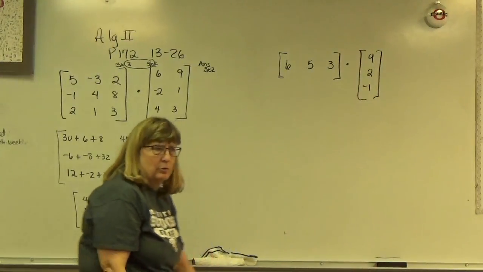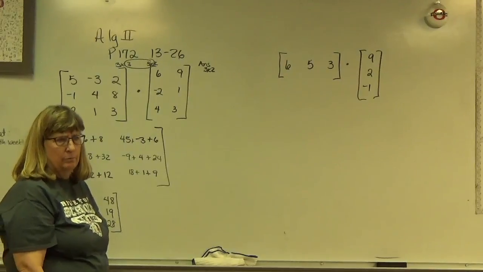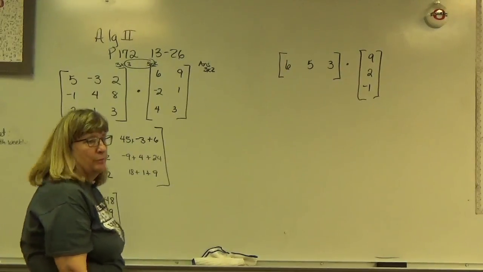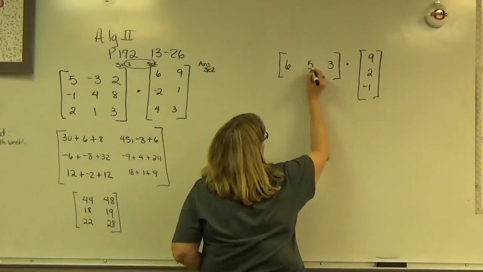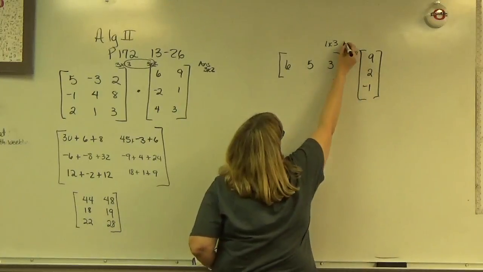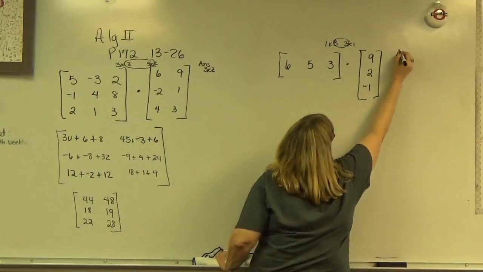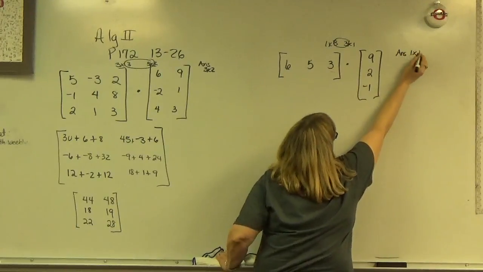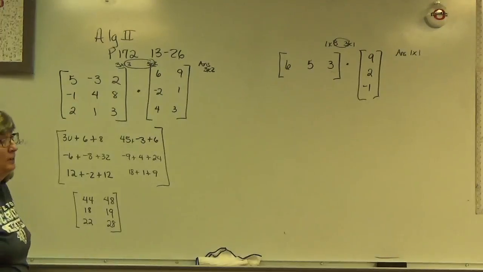Okay, we're ready for Chris, is that right? Yeah. Okay, tell me the dimensions of each of them. 1 by 3, and the second one, 3 by 1. Can we multiply? Yes. So we're gonna end up with an answer of 1 by 1, which means you're just gonna have one number inside a matrix.